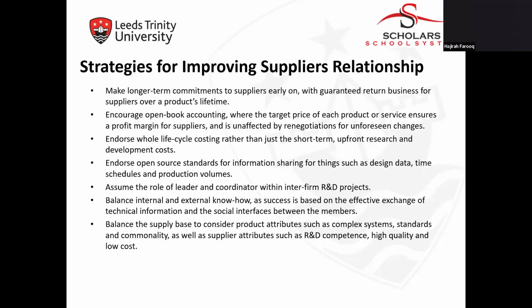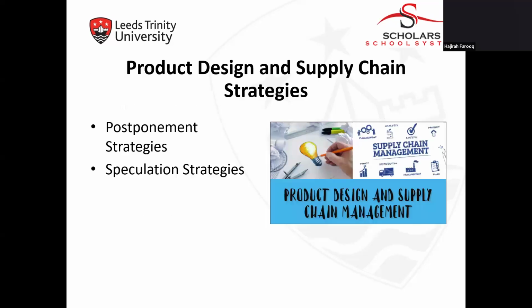Then we discuss some of the strategies for improving supplier relationships. For example, making long-term commitments to suppliers early on with guaranteed return business for suppliers over a product's lifetime. Or maybe to assume the role of a leader and coordinator within interfirm R&D projects, or maybe to balance an external and internal know-how, as success is based on the effective exchange of technical information and the social interfaces between the members, and so on.